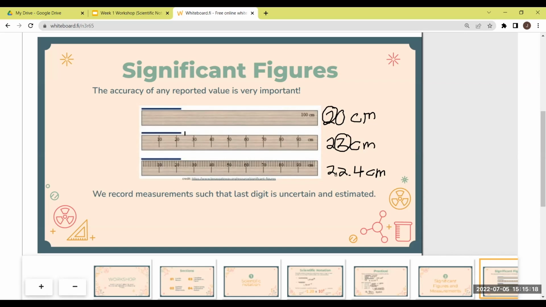And finally, for this third one, we have 22.4. So we know that it's definitely between 22 and 23, but we're not actually sure if it's 22.5, 22.3, or 22.6. So we're just going to say that this 4 in the decimal place is uncertain or estimated.